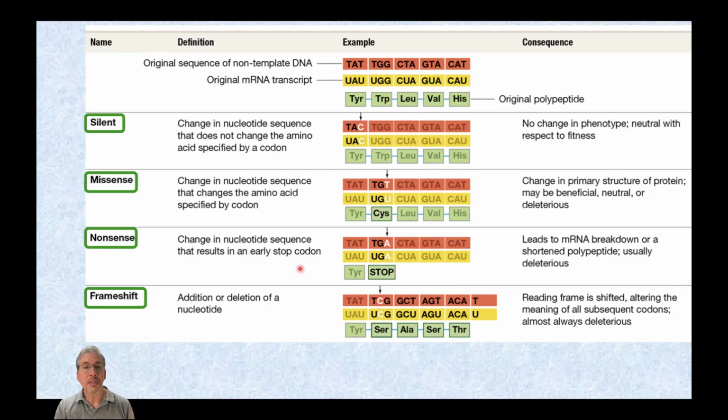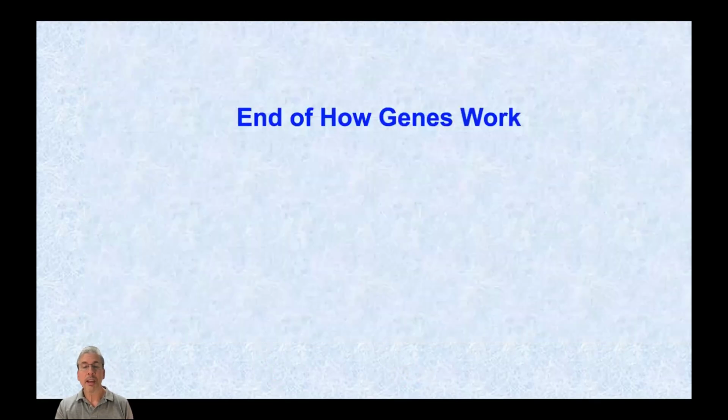So that just gives you a sense of some of the different types of point mutations that can be found in living organisms. And that concludes our brief discussion of how genes work.